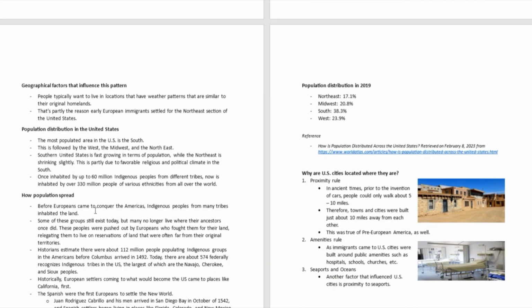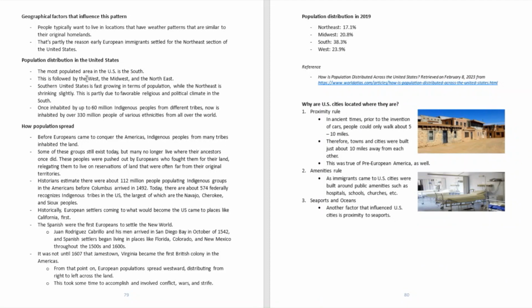Population distribution in the United States. The most populated area right now in the United States, as of 2023, is the South. Lots of people are migrating from the north down to the south for a number of reasons. The southern United States is fast growing in terms of population, while the northeast is shrinking slightly. And this is partly due to the favorable religious and political climate of the south.